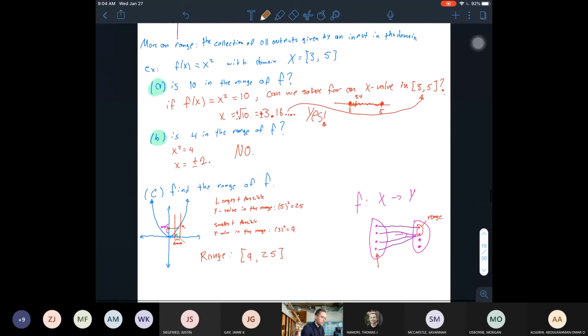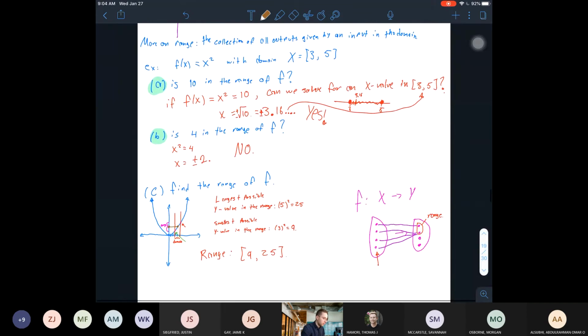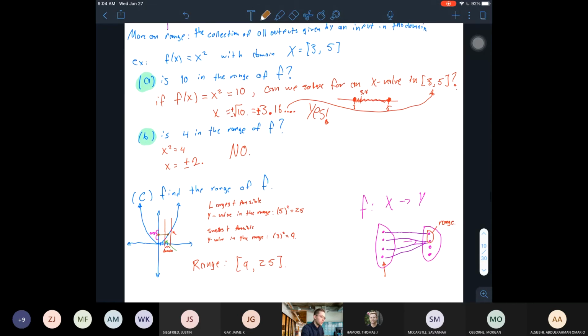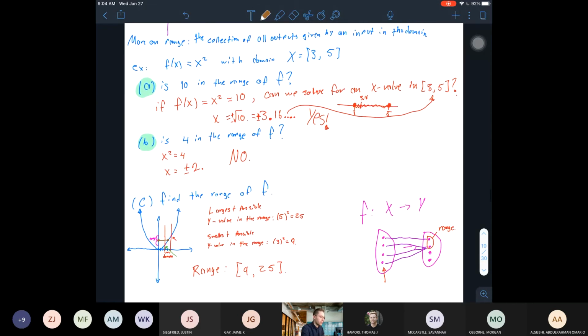Okay, so these examples are getting a little bit more complex here. Let me pause and ask if anybody's confused by what I've done with this range stuff. Is there anything I could clarify a little bit better? Or any questions at all?